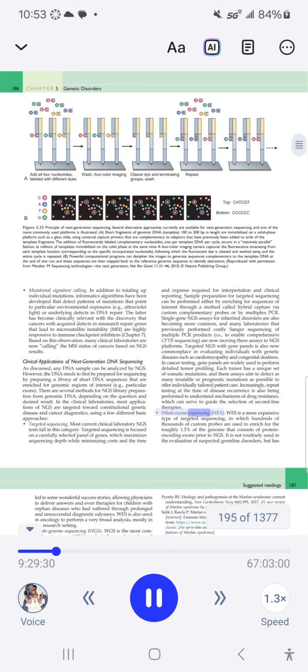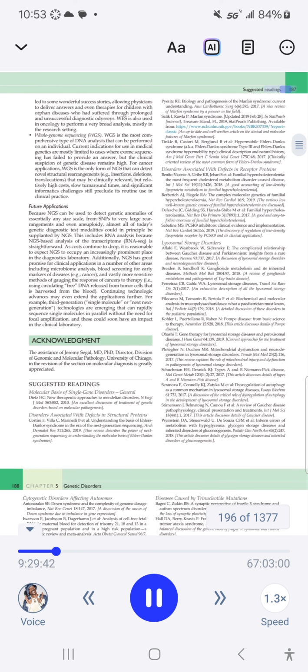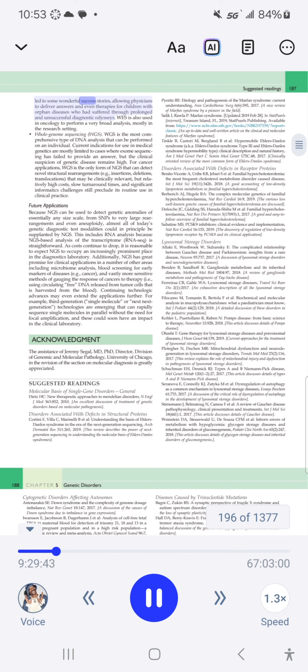Whole exome sequencing (WES). WES is a more expansive type of targeted sequencing in which hundreds of thousands of custom probes are used to enrich for the roughly 1.5% of the genome that consists of protein-encoding exons. Prior to NGS, it was not routinely used in the evaluation of suspected germline disorders, but it has led to some wonderful success stories, allowing physicians to deliver answers and even therapies for children with orphan diseases who had suffered through prolonged and unsuccessful diagnostic odysseys.